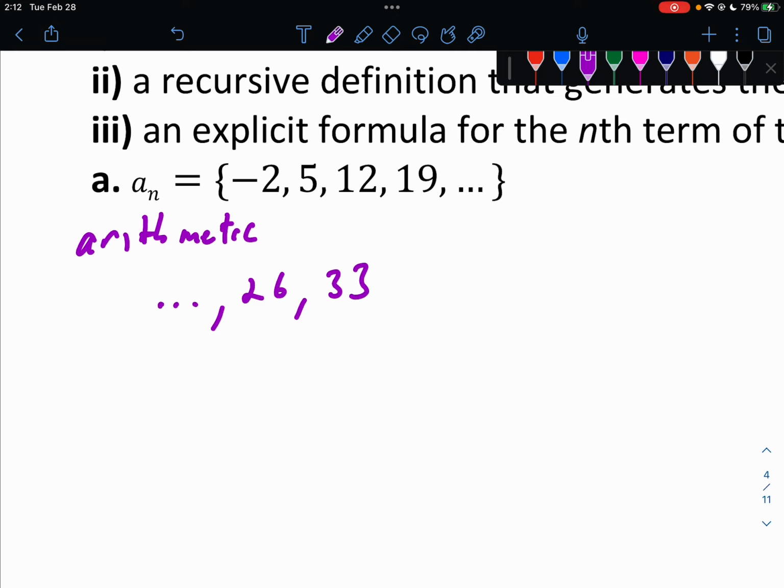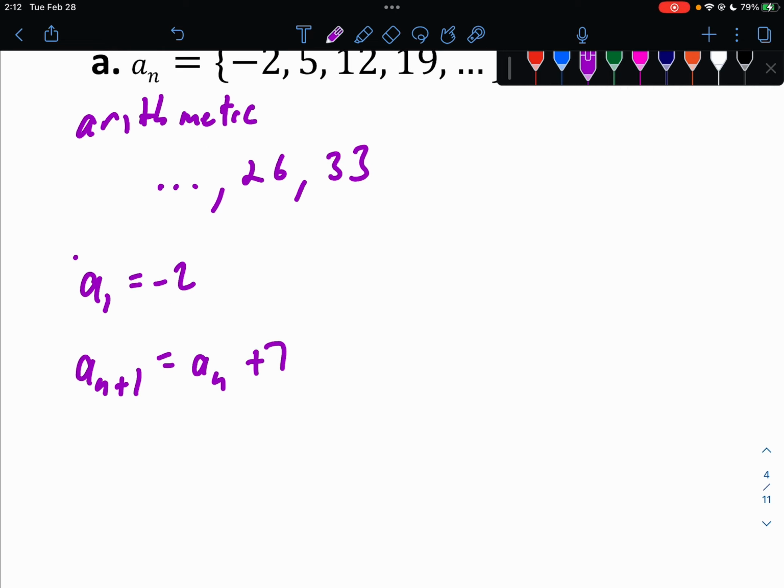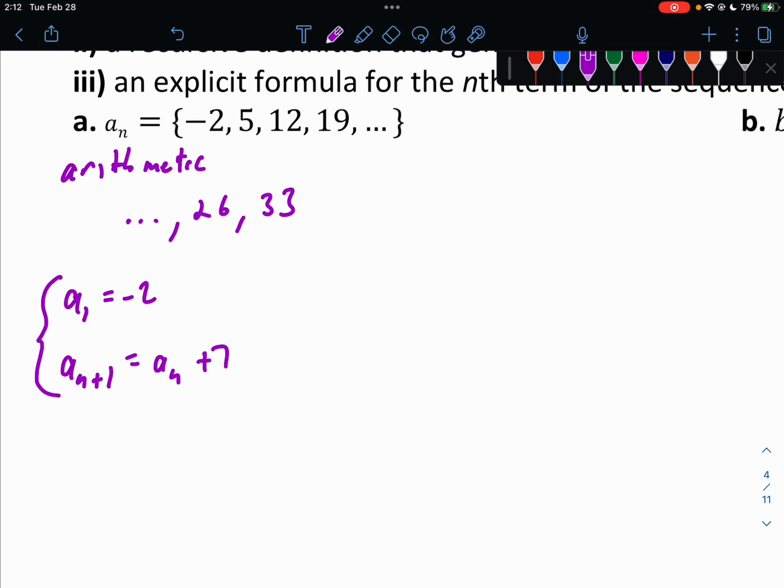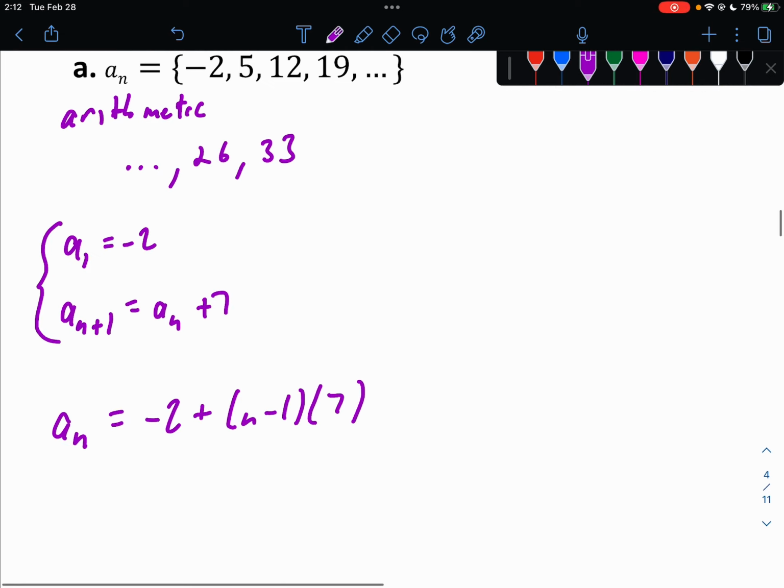Recursively, we'd write this as a sub 1 equals negative 2, and a sub n plus 1 equals a sub n plus 7. And then explicitly, since the slope is 7, we can just write this in the arithmetic formula, which would be the first term, negative 2, plus n minus 1 times the difference. If you simplify that, you get negative 2 plus 7n minus 7, or 7n minus 9.